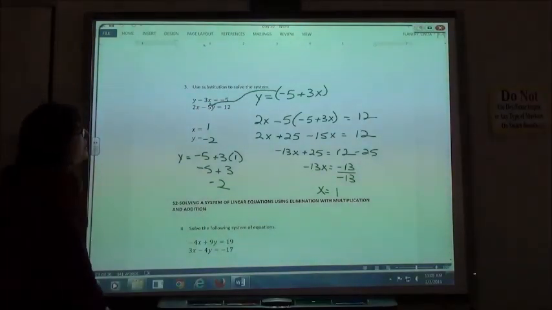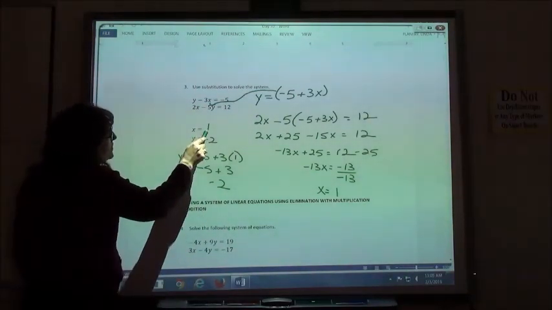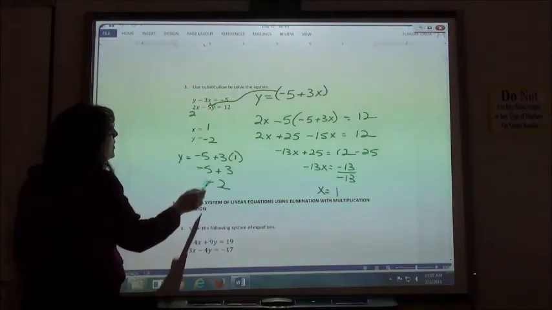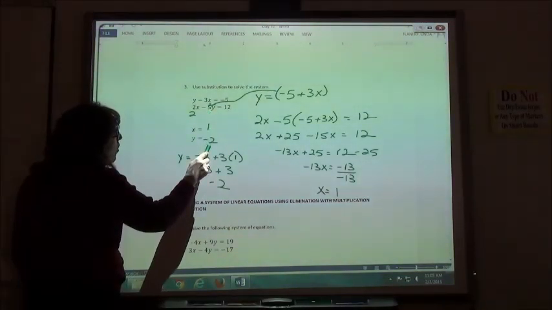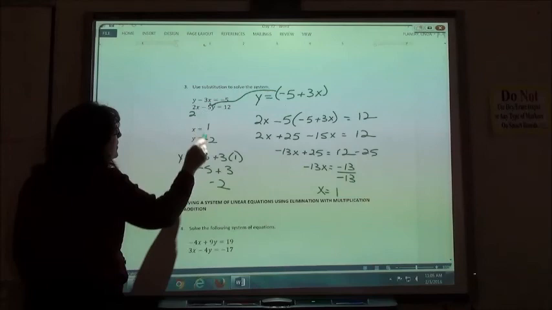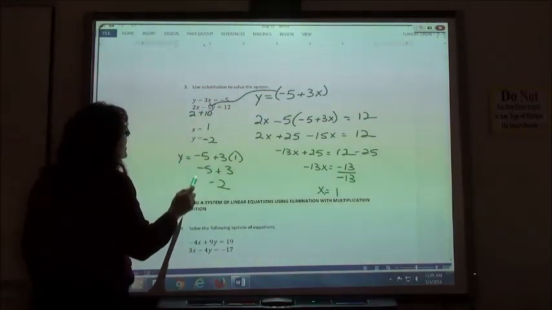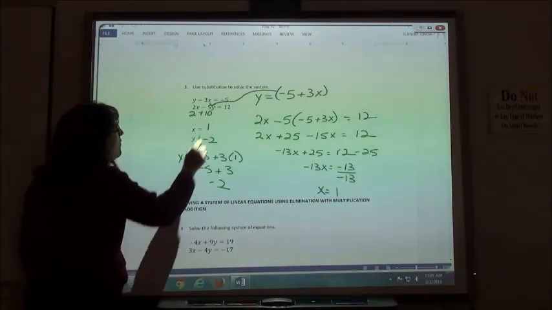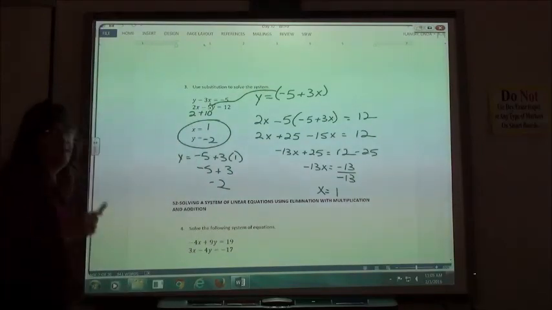Again, if I just quickly check that, 2 times the x value of 1 is 2. -5 times the y value of -2, negative times a negative would make that positive 10. 2 plus 10 is 12. Checks out. I have my answers.